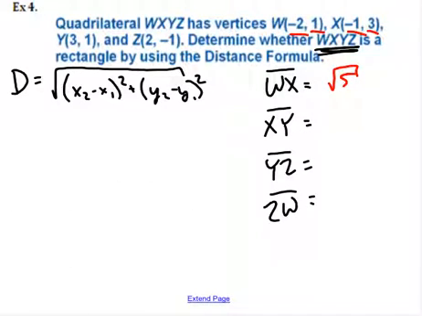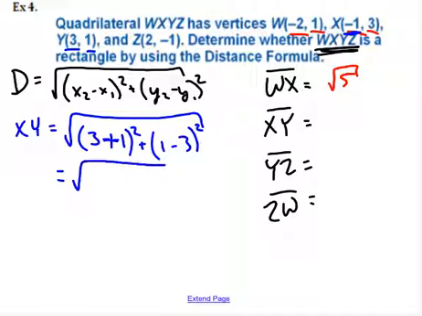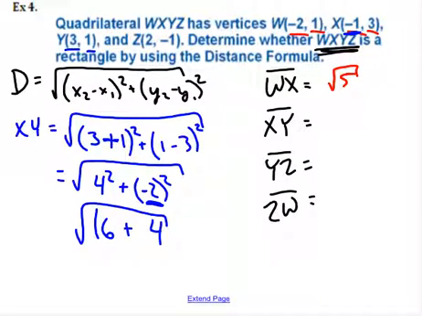Next one. So now we got XY. XY is going to equal, I'll start at Y, 3 minus, now I got to go to X, so minus the -1 again. You can see that's going to be 3 plus 1, and Y2 is going to be 1 minus 3. Then I go down here, square root, 3 plus 1 is 4 squared, plus -2 squared. The reason I have -2 inside the parentheses is a -2 times a -2 is a 4. And then 4 squared is actually 16. So XY is going to equal the square root of 20.